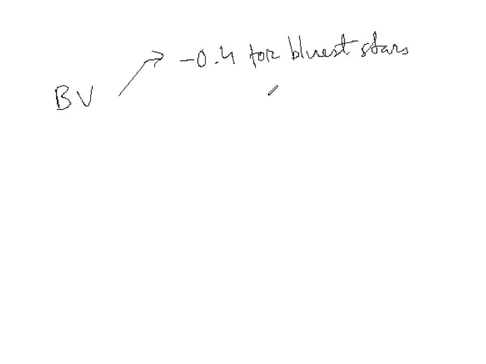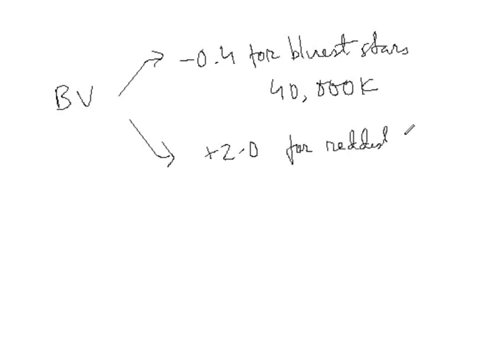Okay, having a temperature of around 40,000 Kelvin, to plus 2.0 for the reddest stars, with temperatures of about 2000 Kelvin. It is interesting to note that for the Sun, the value is around 0.65. So this is the value for our Sun.